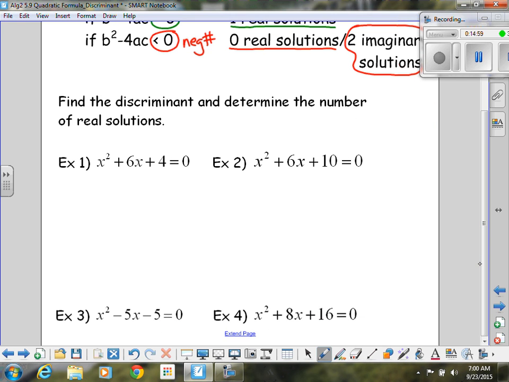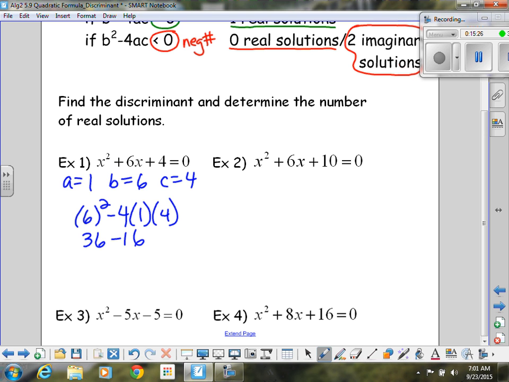In these next four, all we're going to do is the discriminant part, the shortcut, and we're going to determine the number of real solutions. Make sure it's in standard form, and then label your a, b, and c. And then plug into b squared minus 4ac. So 6 squared minus 4 times 1 times 4. That's going to give me 36 minus 16, which is 20. Since 20 is a positive number, I know that this is going to have 2 real solutions.